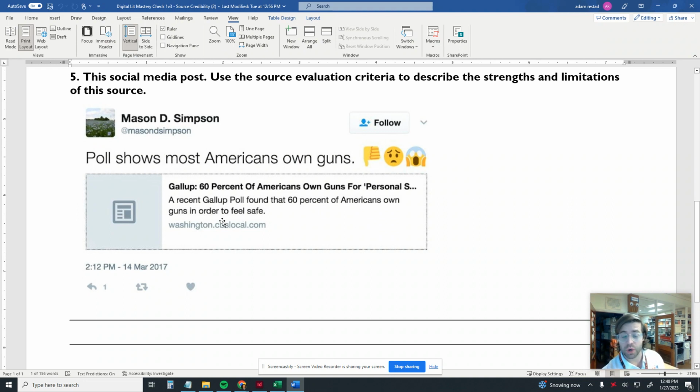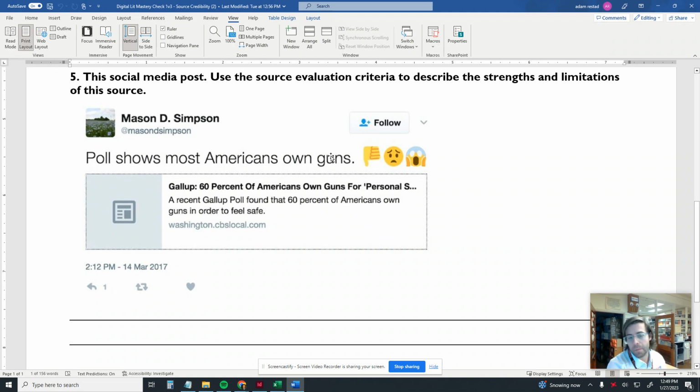Accuracy, again, here's where we have a mix of information. This source looks pretty good, right? 60% of Americans own guns for personal safety is what that would say. We didn't get the whole title, but if I read the little text, it's like, oh yeah, in order to feel safe. So this information is probably good. That's accurate information. But how he addresses it, the poll shows most Americans own guns. That is factually incorrect, right? He is misinterpreting it. He didn't finish reading for personal safety. So that's the reason why they're owning guns, not how many own guns.